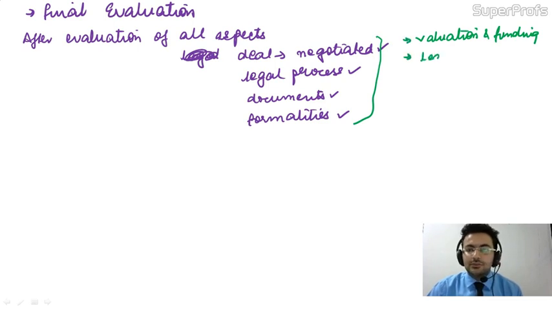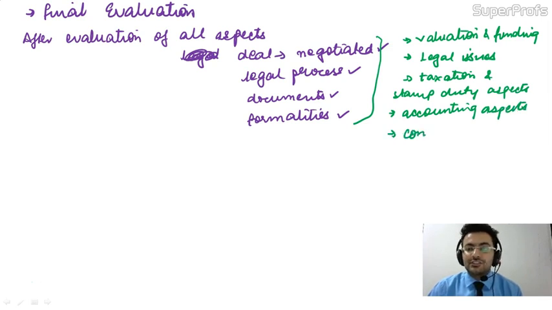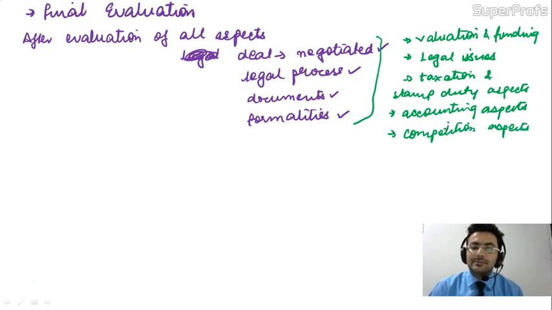Apart from that, legal issues. What are the legal issues which we can face? Apart from that, there can be taxation and stamp duty aspects. You must have learned about that in ACL as well, what are the documents which require mandatory registration. We have also covered that in drafting. Apart from that, accounting aspects. What are the accounting aspects? That also needs to be considered. Apart from that, competition aspects are also considered.